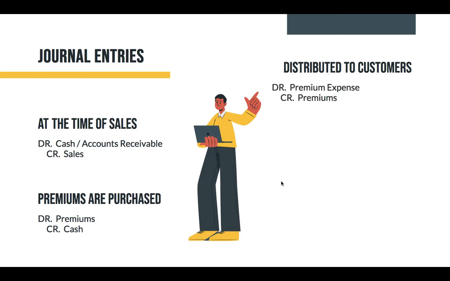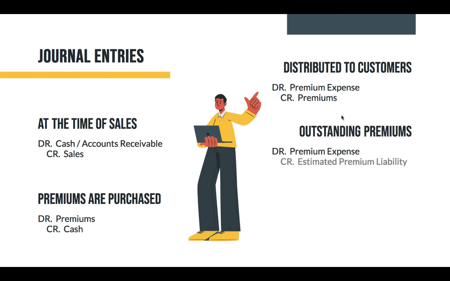Next is distributed to customers. When we distribute the premiums, then we debit the premium expense. So we recognize the expense, since we are only giving it out to the customers, we're not asking the customers to pay for it. So it is our expense. That's what we call freebies. Then we credit the premiums, the asset, to reduce the assets.